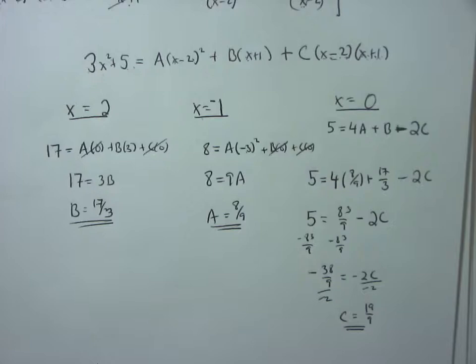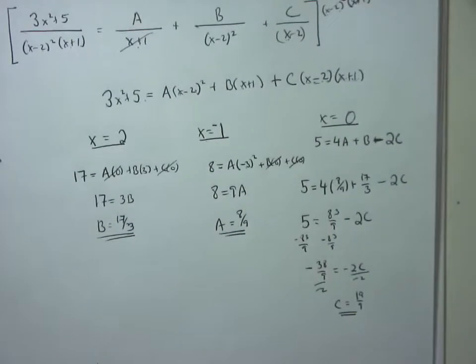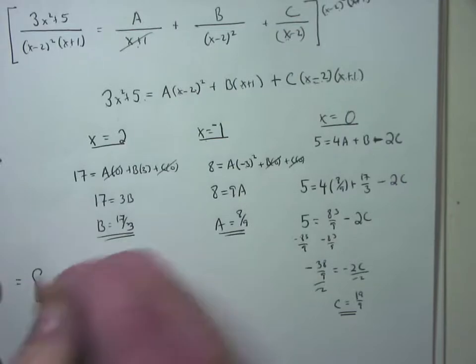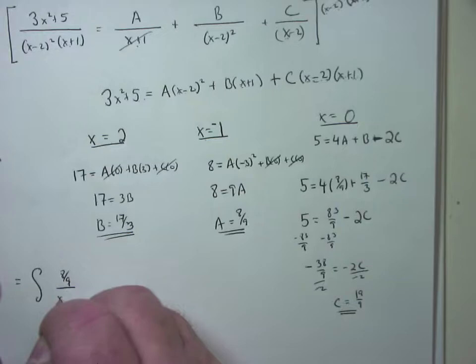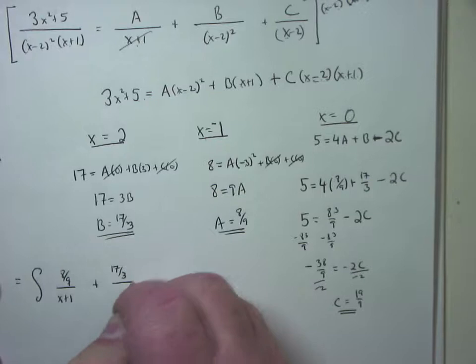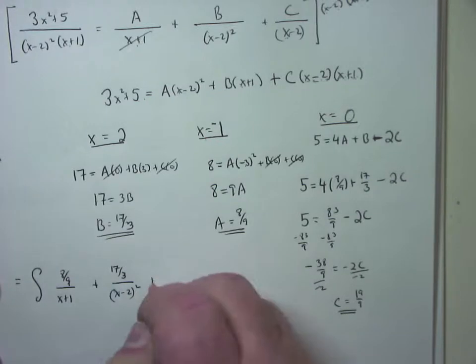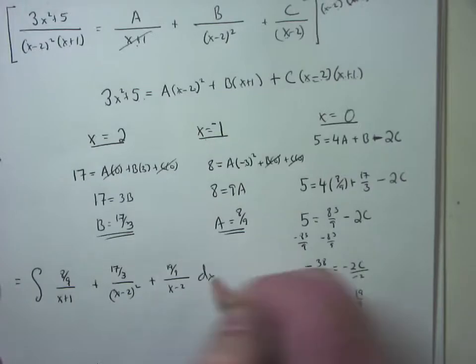So, especially with crappy fractions, if I have access to a calculator, I shall use it. Here again is a place where students will screw this problem up: the inability to recognize a letter and replace it with a number. They put the wrong number over the wrong letter or something. I've seen amazing things people do here. So this will turn into the integral of, just be careful, a is 8 ninths, that'll be 8 ninths divided by x plus 1, plus b is 17 thirds, divided by x minus 2 squared, plus c is 19 ninths, divided by x minus 2, dx.